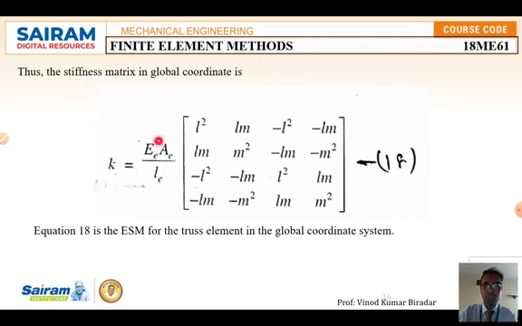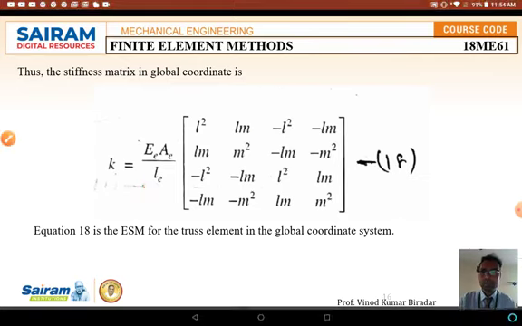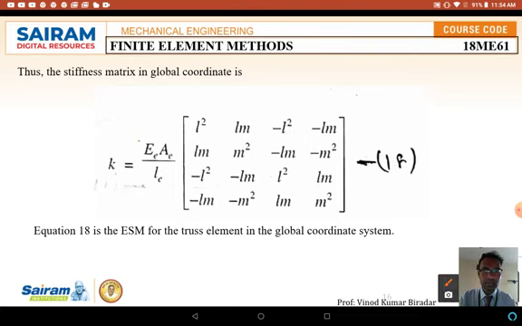Okay, this is the most important formula. You have to remember this formula. How to remember this? It is symmetric. Just draw one line here, and you have to draw like this. Observe here, this and this are symmetric. The opposite should be symmetric. L square means here also L square, minus lm means minus lm. Okay, so it is a symmetric matrix.